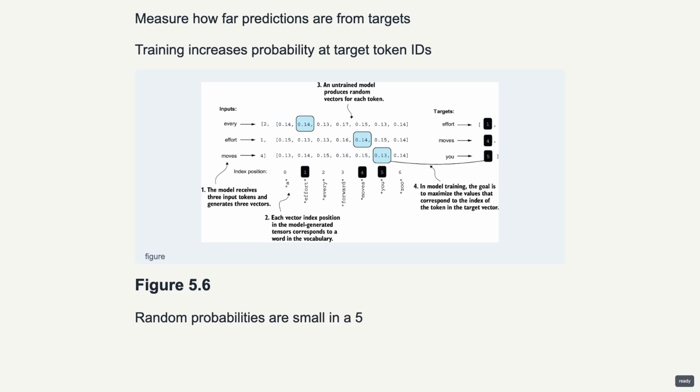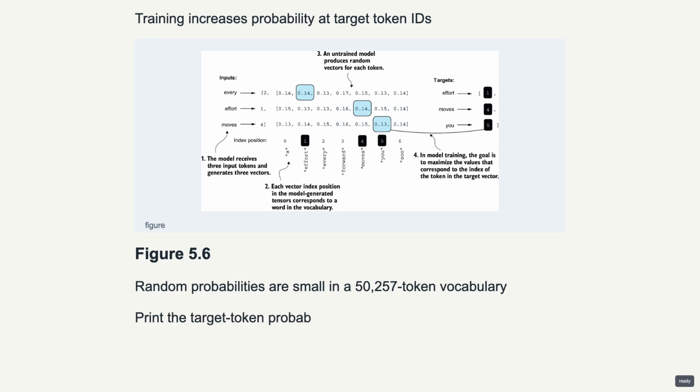With such a large vocabulary, untrained probabilities are tiny and spread out. That is why even the right token starts with a very low score before learning begins. To measure quality, we need the probability assigned to the correct token at each position. That gives us the exact values the loss will use.